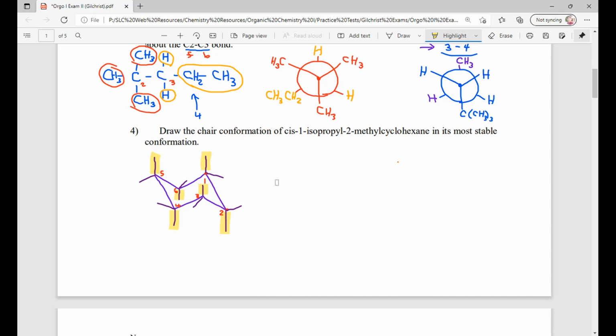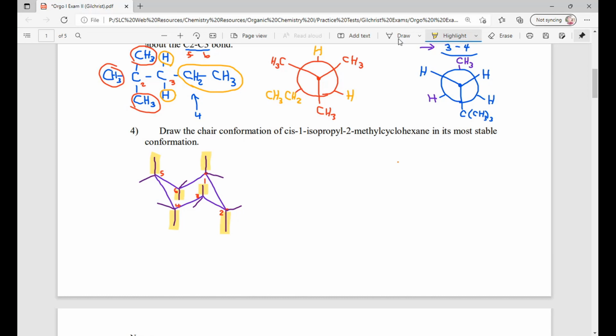Okay, good. Now in this case it says cis 1-isopropyl 2-methyl cyclohexane. Now cis means same side. Same side does not mean both axial. Same side does not mean both equatorial. Same side means either both up or both down relative to the other group that's attached to that carbon.